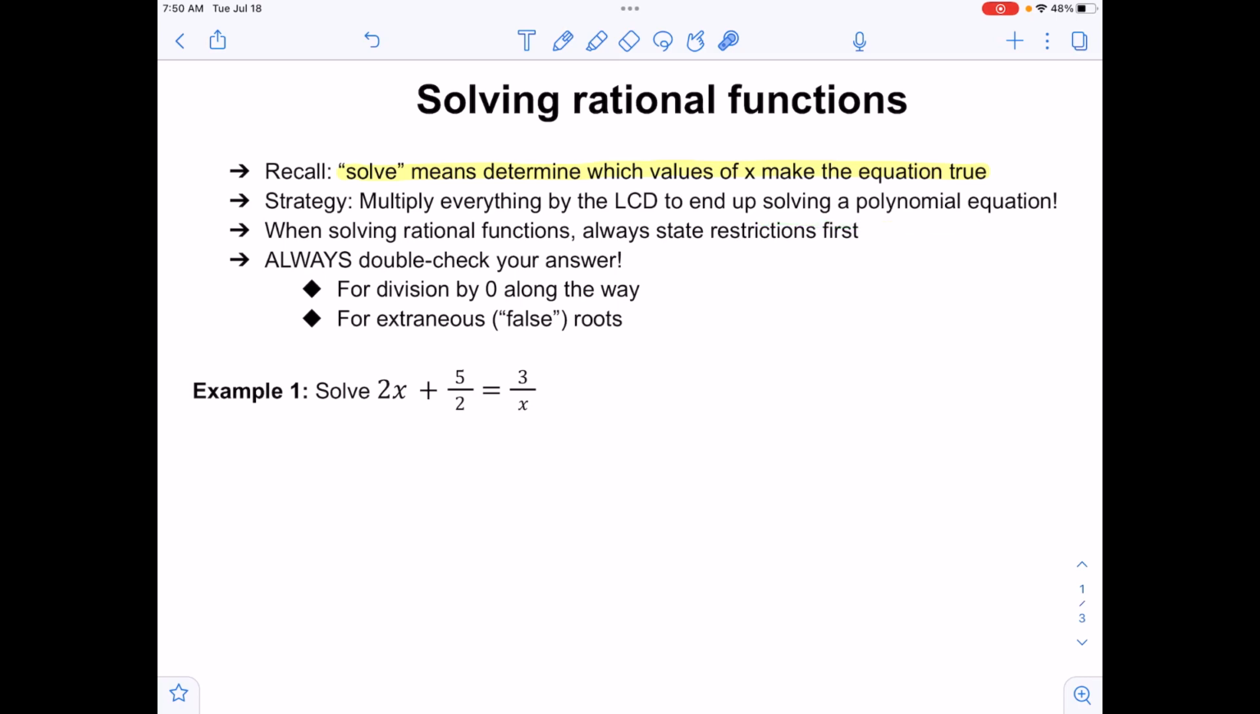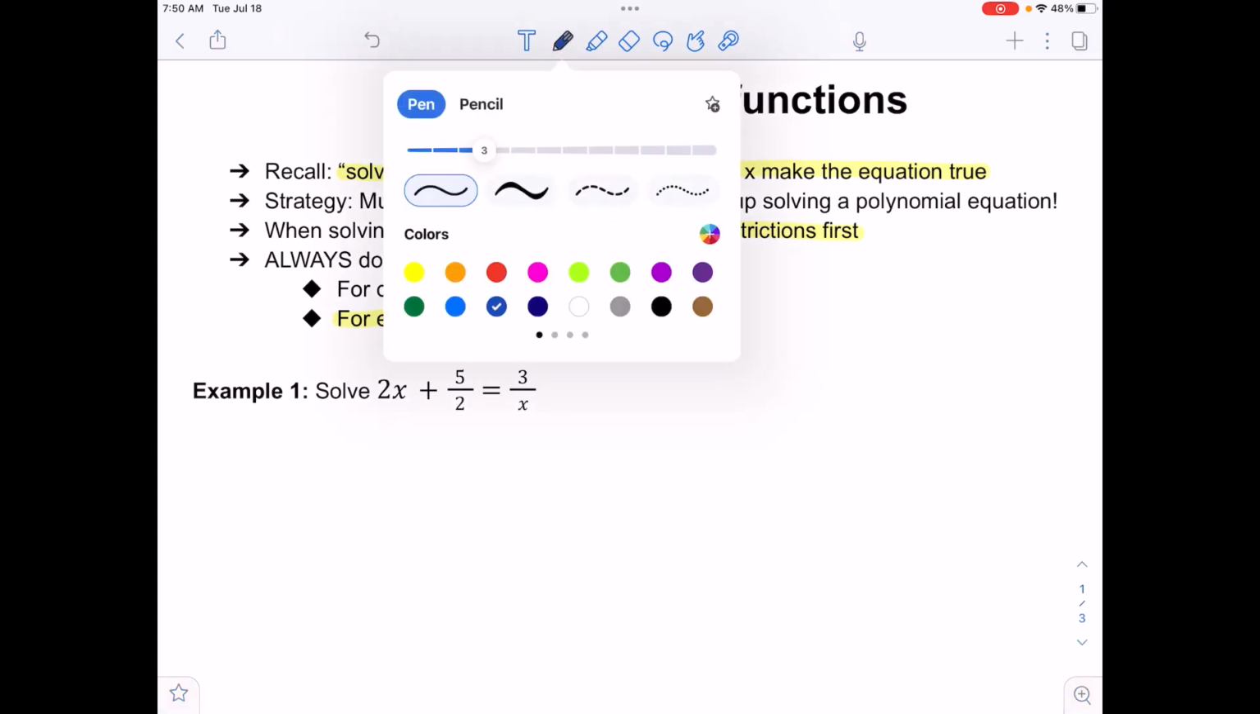Now, the only difference here compared to other solving questions you've had is you need to always state your restrictions first, okay? Because we're transforming this into a polynomial equation, you're not going to see any restrictions at the end. You want to state the restrictions on your initial question. And it's always important to double check your answer, just in case there's anything weird happening along the way, any type of dividing by zero. Sometimes in a rare case, you'll get these extraneous or false roots that appear, and we can talk more about those later.